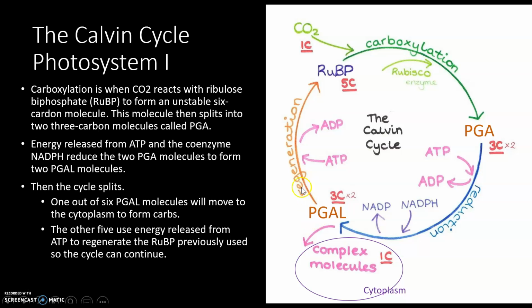The fact that the PGAL regenerates RuBP and that RuBP is needed for carboxylation to occur shows you that this is a cycle. It's moving around constantly, and it has to have each part in order to continue moving.